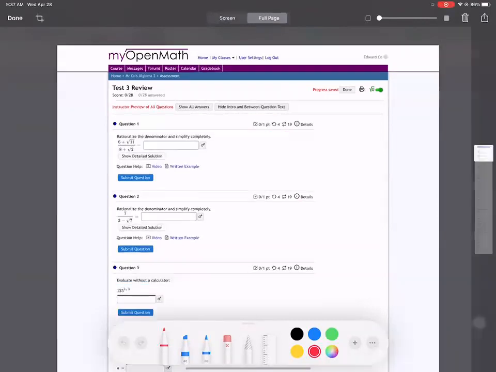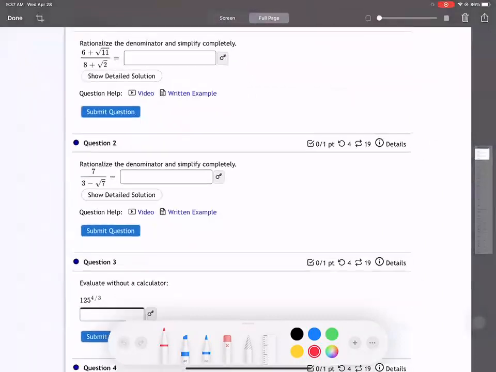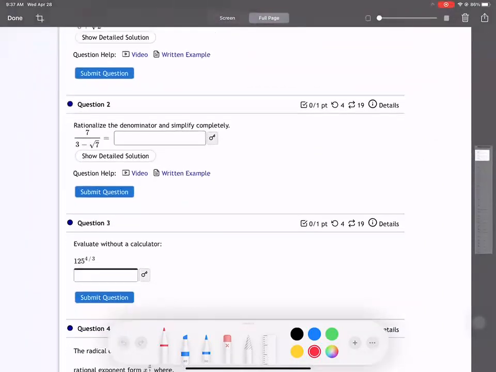Question number 2, pretty similar to that. Just multiply by the conjugate. Okay. 3.